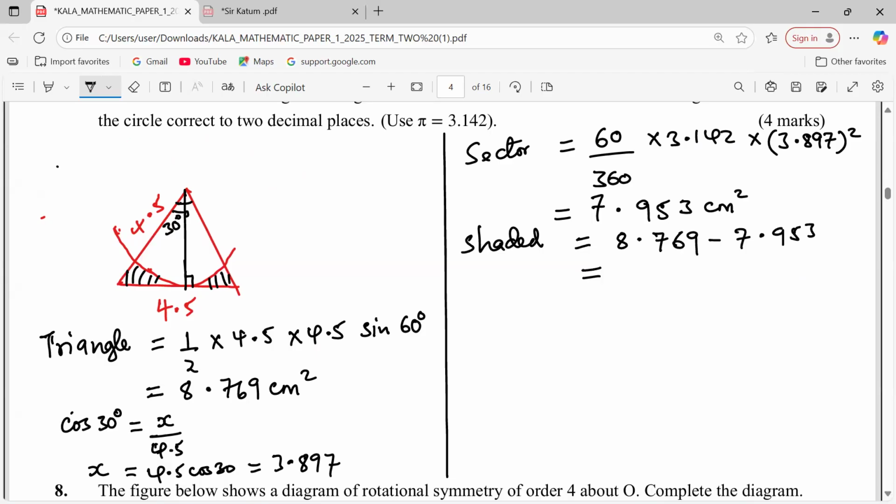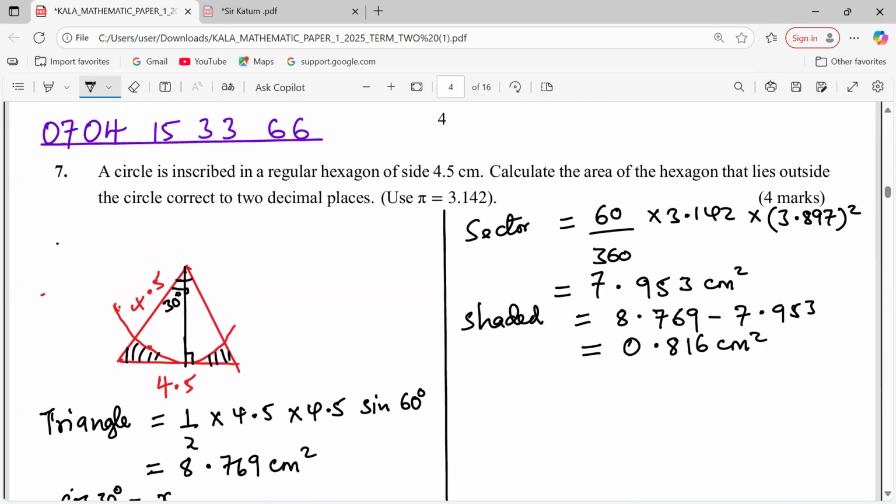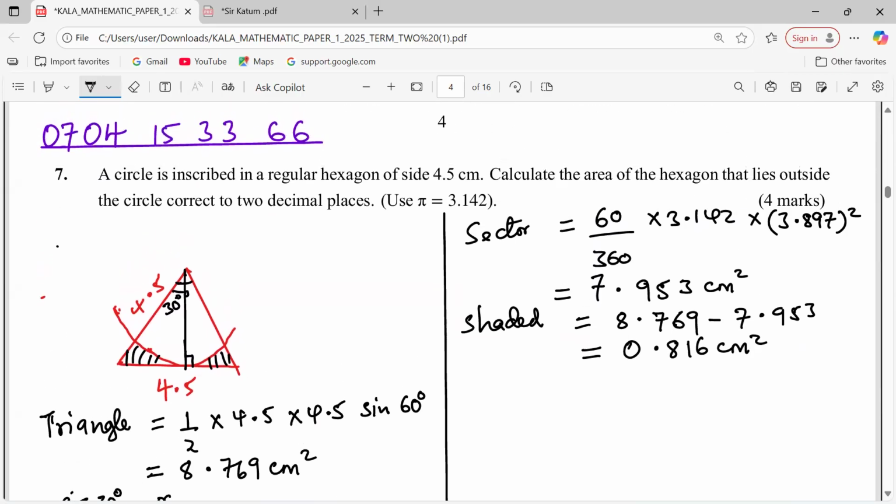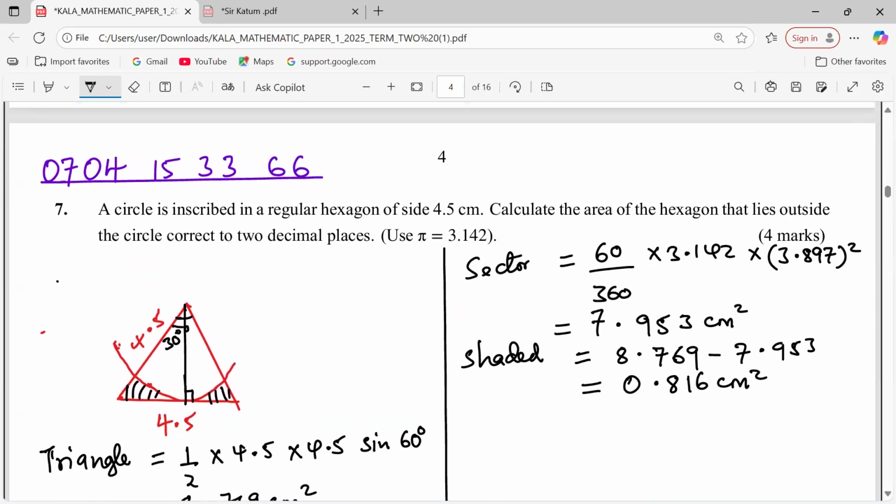0.769 minus 7.953. This gives us 0.816 square centimeters. Now, what I want you to understand is that in this particular hexagon, there are 6 other shapes just like this. So we just took one in the hexagon because a hexagon can be divided into triangles like this one.